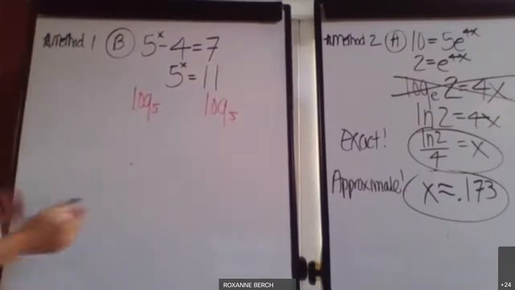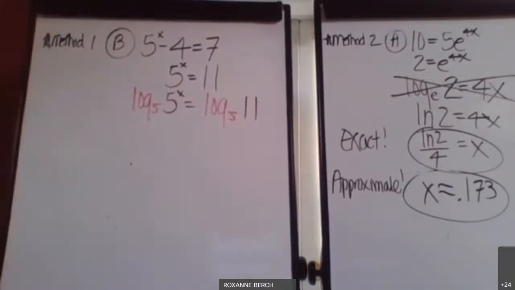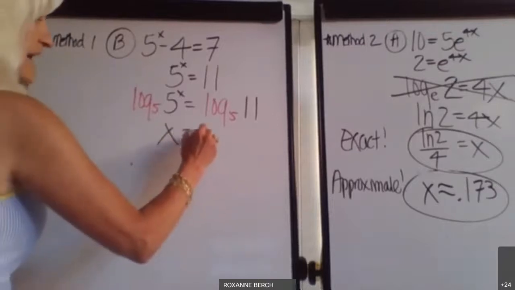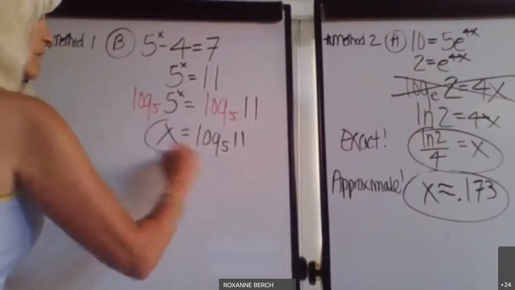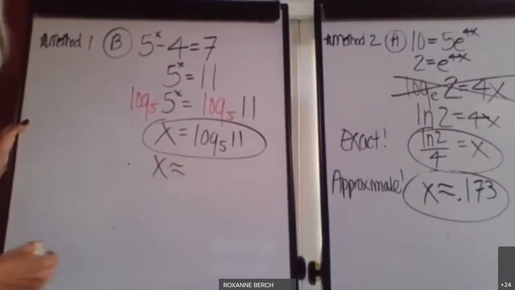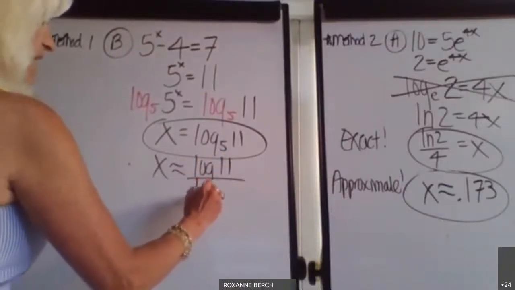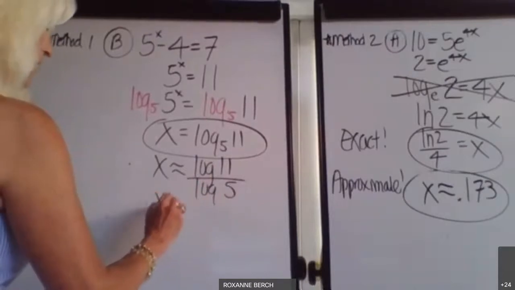And the reason why we're taking a log base 5 to both sides is so we can get that x down from there. So see this? Log base b of b to the x equals x. So we were able to get him down. So this right here is the exact answer. And if they want an approximation, we'd have to use the change of base. So it's going to be log base 10 of 11 divided by log base 10 of 5. And we put that on the calculator. So what do you get?